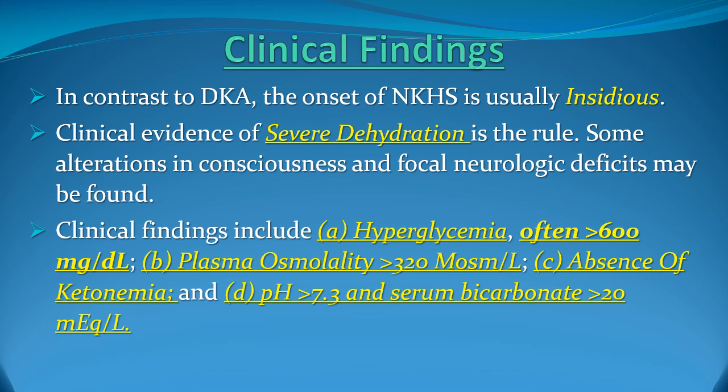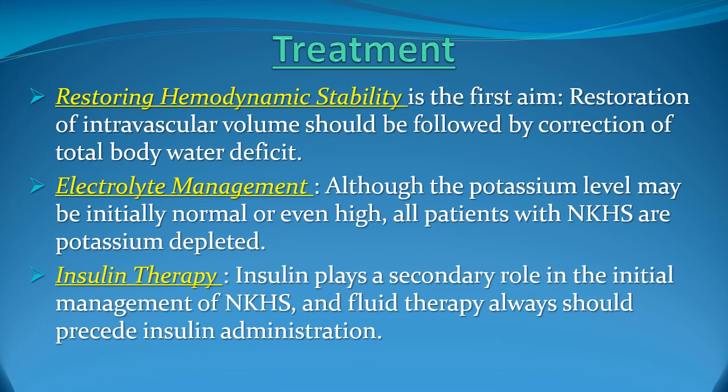So the third criterion is absence of ketonemia, and so long as there is no ketonemia, there will be no metabolic acidosis. Accordingly, the pH is more than 7.3, and the serum bicarbonate is more than 20 milliequivalents per liter. And since there is severe dehydration in hyperosmolar non-ketotic syndrome, the most important item, the crucial aspect of managing it, is to restore the hemodynamic stability, to correct dehydration and volume depletion by parenteral fluid administration. And remember, once the glucose enters into the cell, it drags potassium with it.